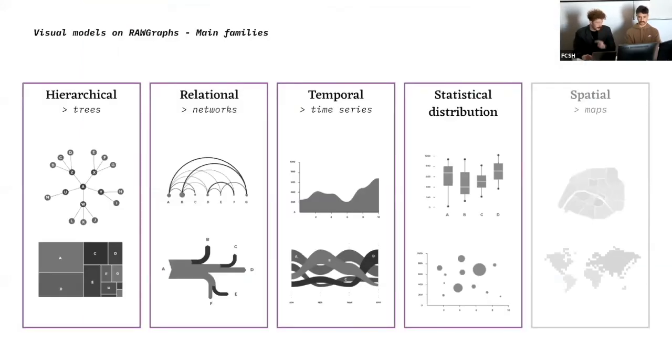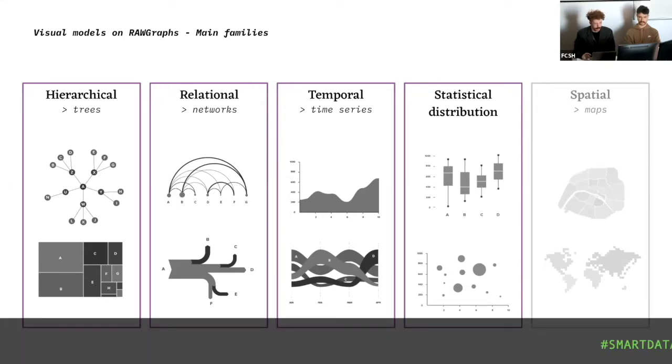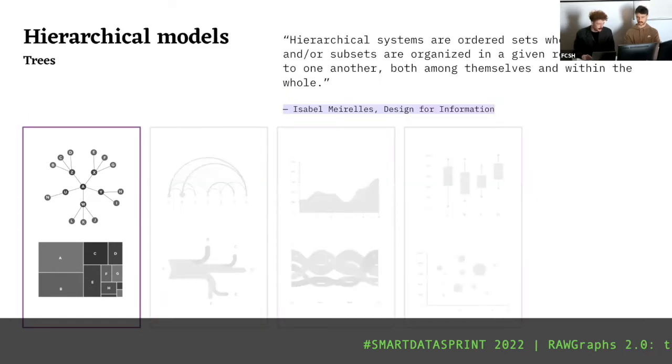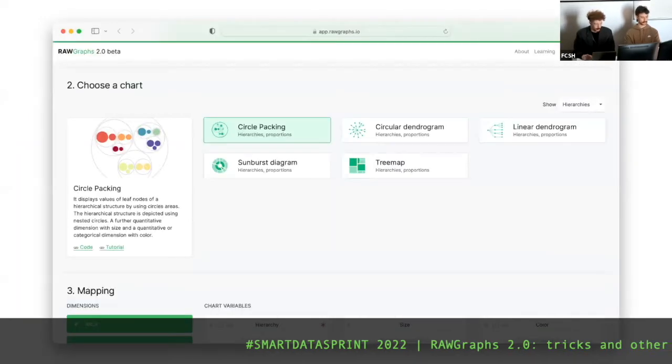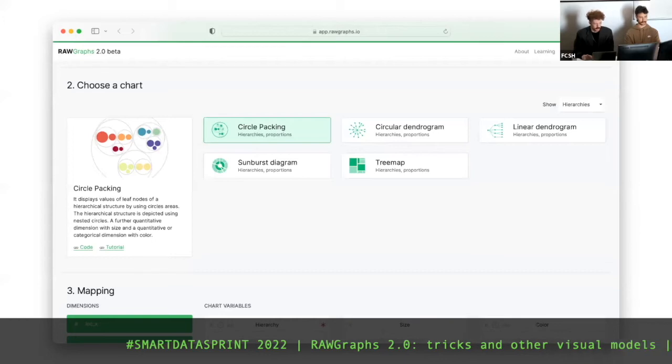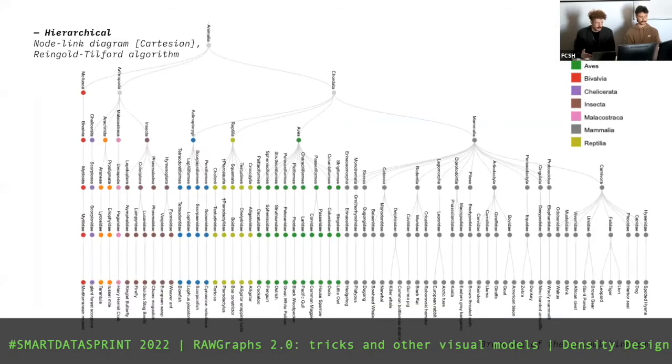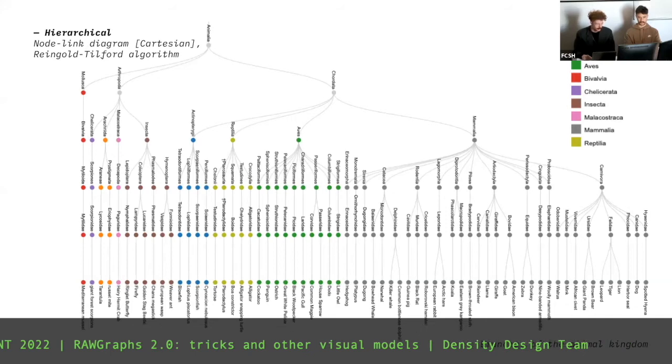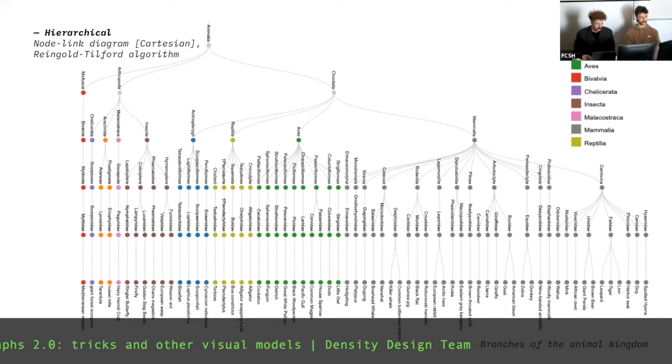We will see some of the main families of the visual models. So they are the hierarchical, relational, temporal, statistical, distribution, and spatial, and four of them are covered by RAWGraph. The first one is the hierarchical model, for example, the circle packing, the treemap, or the dendrograms. And this is one of the representations that you can achieve with the dendrogram. This is, to be exact, a Reingold-Tilford algorithm that represents the branches of the animal kingdom.